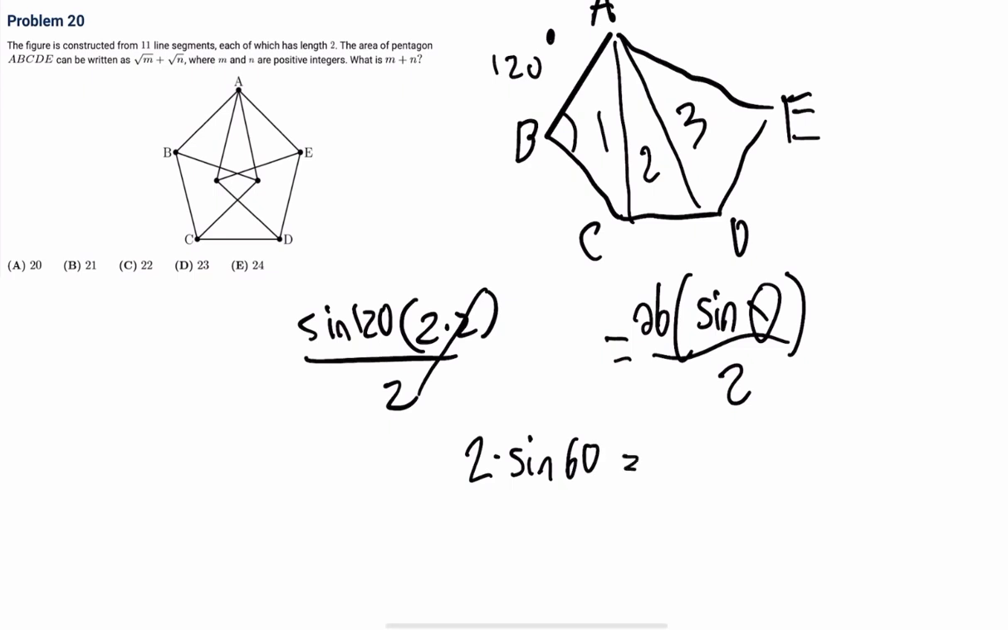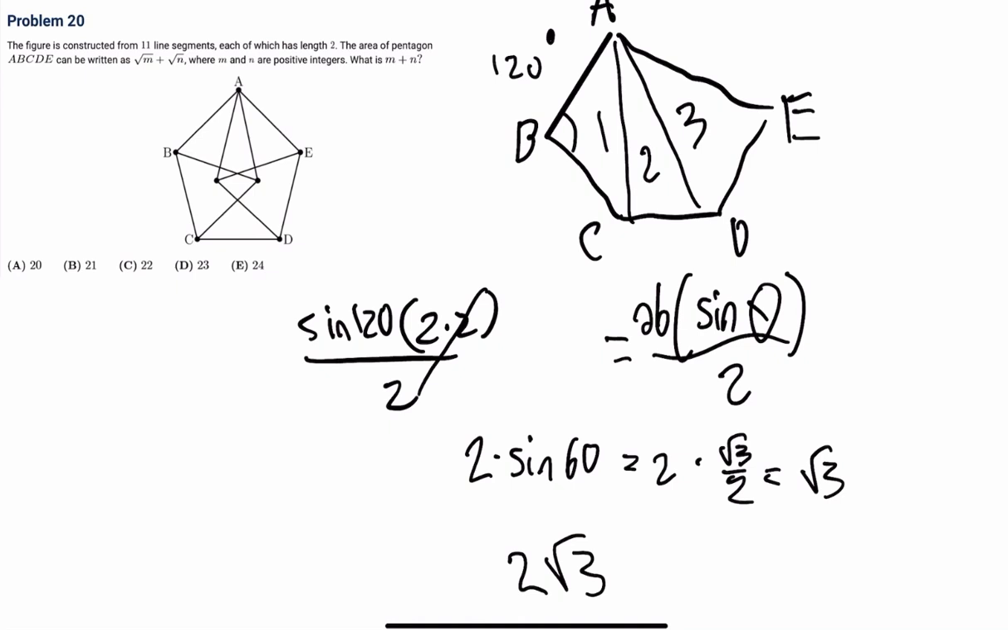And sine of 120 is the same thing as sine of 60. So we get that this is 2 times the square root of 3 over 2, which is equal to root 3, right? But there's 2 of these sections. So we can rewrite this as 2 times the square root of 3, right? To find the area of both of these. Okay. So we have now essentially found the area of both of these triangles, 1 and 3. So we're just going to move on to 2.